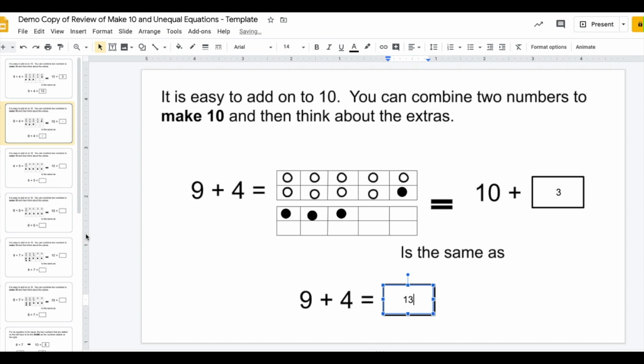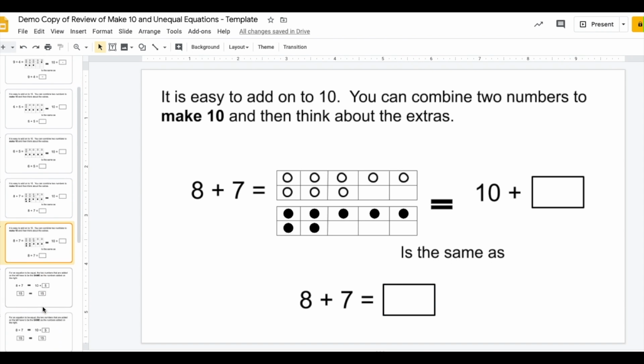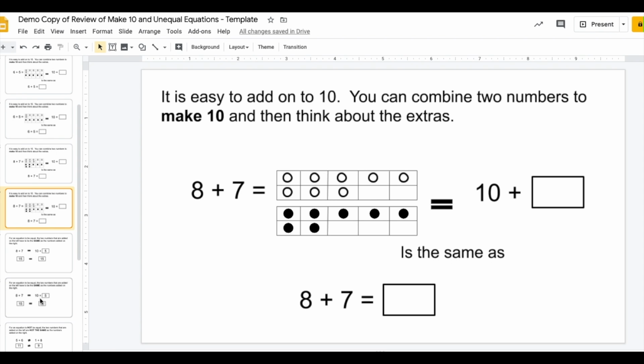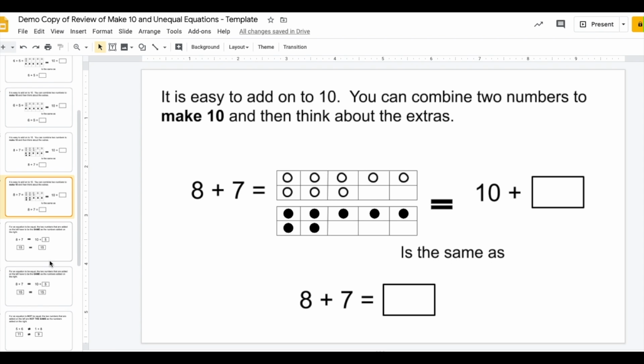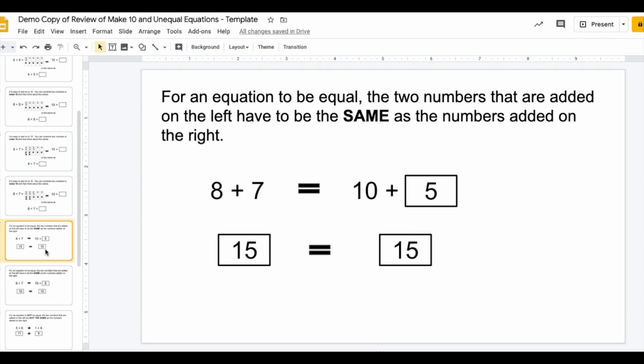I want to also move on to one other slide, and that is the one that shows equal statements or equal equations and unequal equations. So we'll just keep on going until we get to that slide. And here it is. You have all done a tremendous job showing me how knowledgeable you are about equal equations.